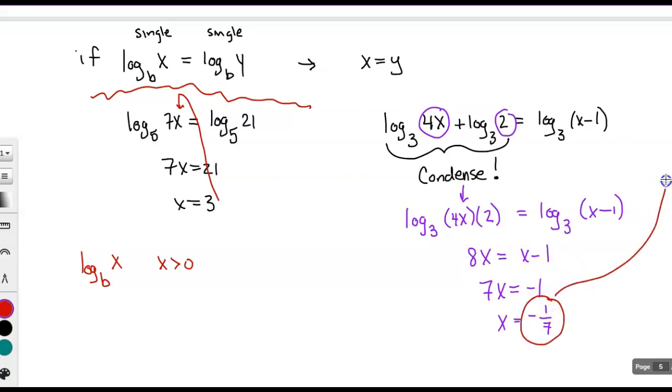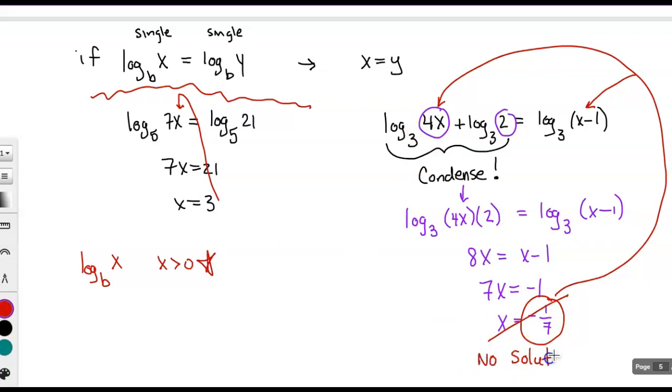So when you plug this back in to either here or here, it doesn't really matter. If it makes one of them undefined, you're done. So if I plug negative 1/7 in for x, it's going to make me take the log of negative 4/7, and I cannot take the log of a negative, okay? So actually, there's no solution to this problem.